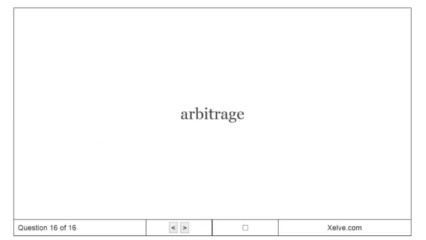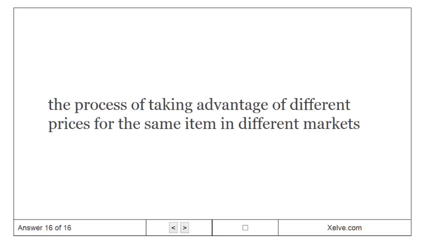Arbitrage. The process of taking advantage of different prices for the same item in different markets.